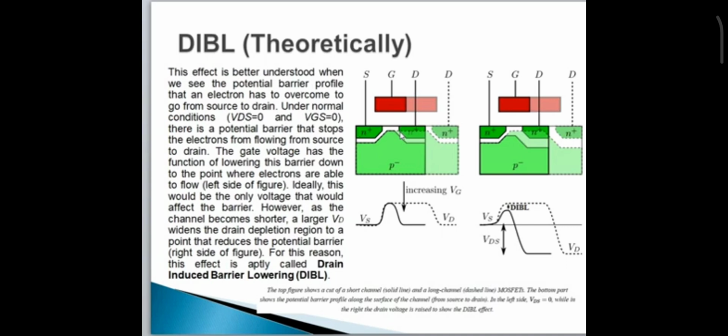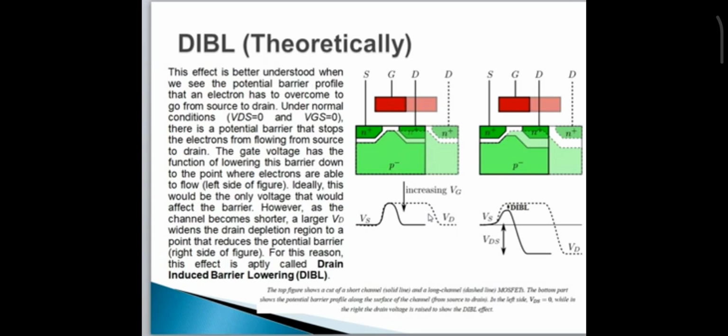However, as the channel becomes shorter, a large VD widens the drain depletion region to a point that reduces the potential barrier. For this reason, this effect is aptly called drain-induced barrier lowering. The top figure shows a cut of a short channel and a long channel. Short channel by solid line and the long channel by dashed line. The bottom part shows the potential barrier profile along the surface of the channel from source to drain.